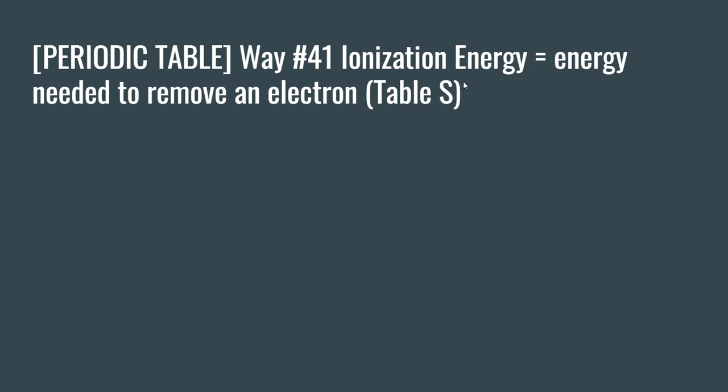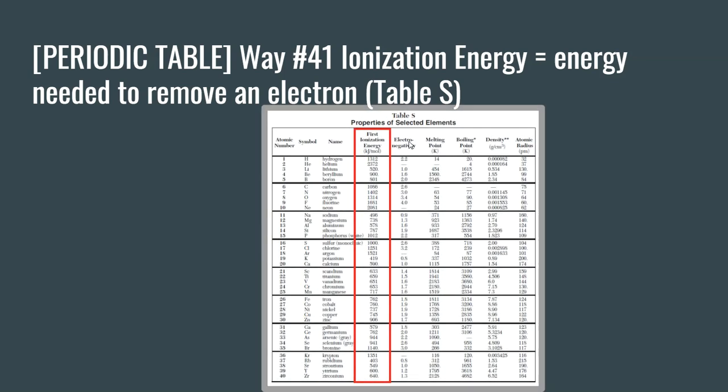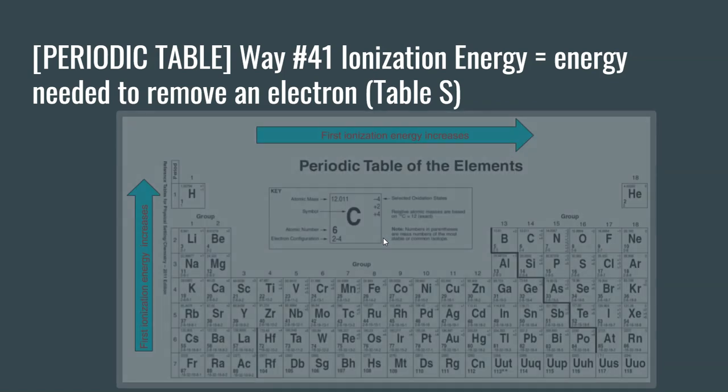So if it takes a lot of energy to remove an electron, it means that it's hard to remove an electron. If it takes very little energy to remove that electron, it means it's very easy to ionize that atom. Typically, you can use Table S to find out the first ionization energies for any elements. So you can use this to establish trends among the periodic table.